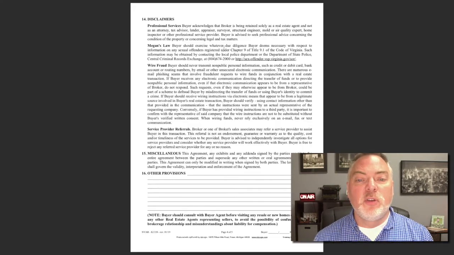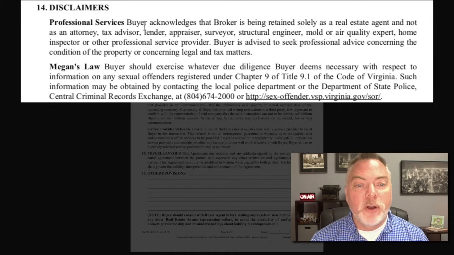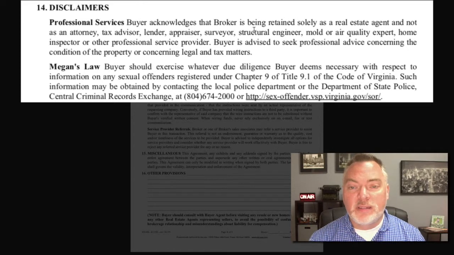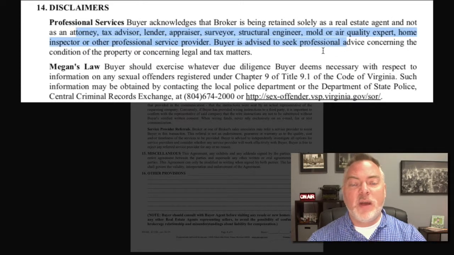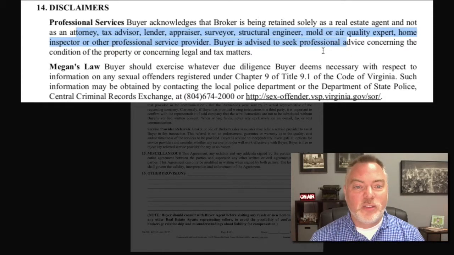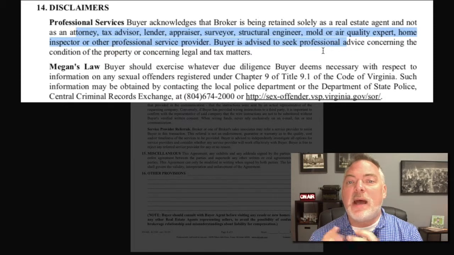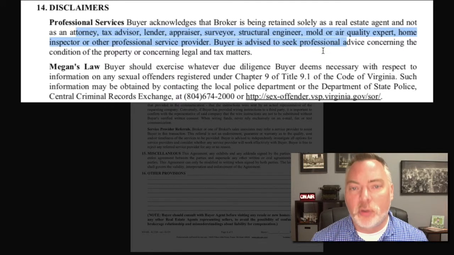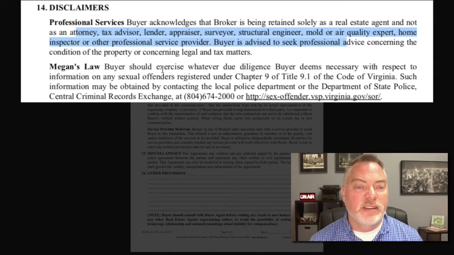Paragraph 14 is a few disclosures that are important. First, I am acting only as a real estate licensee. So I am not an attorney or tax advisor. I don't have special skill sets to inspect your environment. However, I do have people who do those services for you and that I can connect you with if the house and situation dictates it.